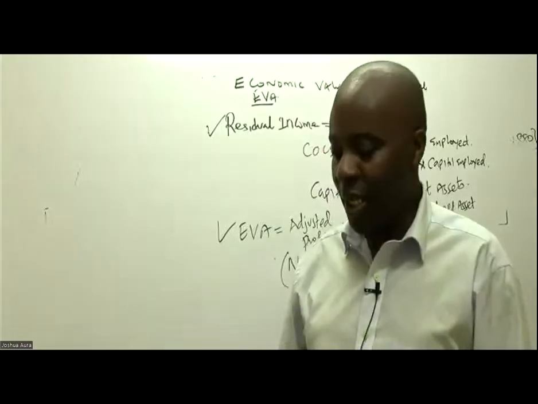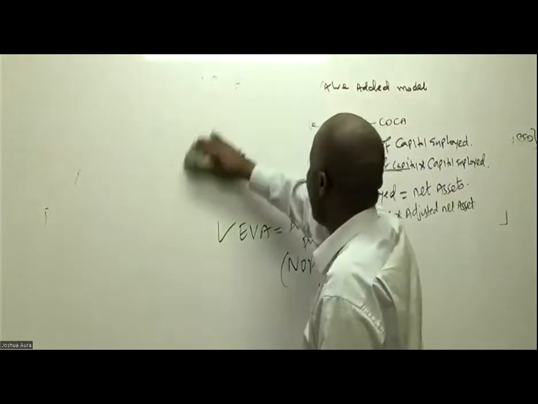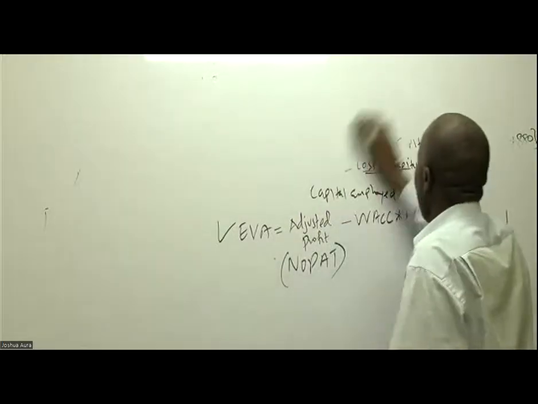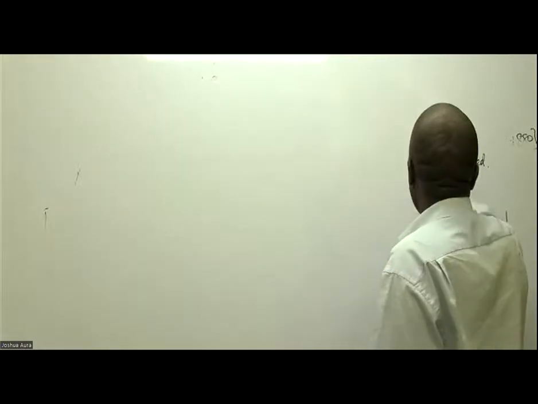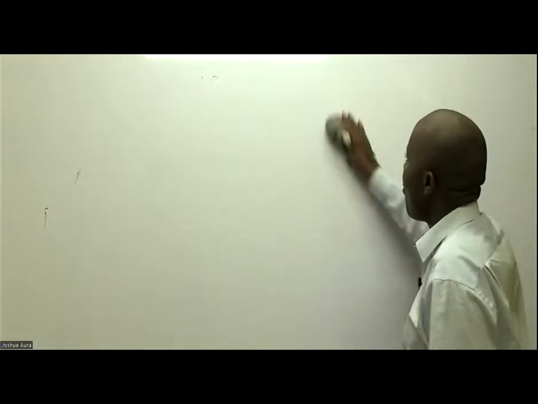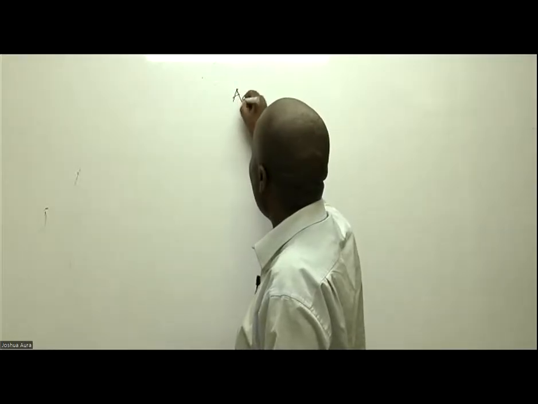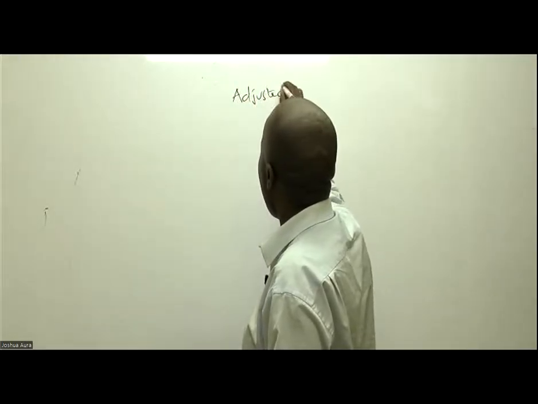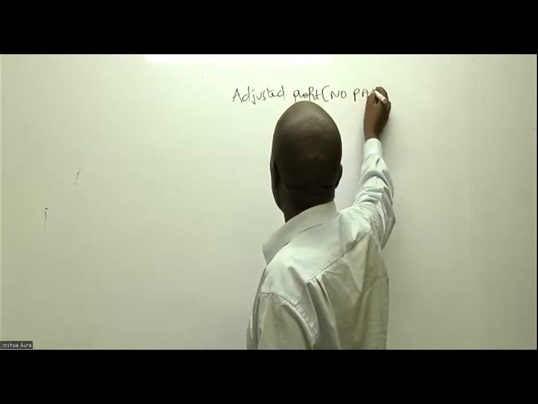The key thing here is for us to get the adjusted profit. Let's get the adjusted profit. So how do we get adjusted profit? So to get adjusted profit, remember that this adjusted profit is what we are calling the famous NOPAT.